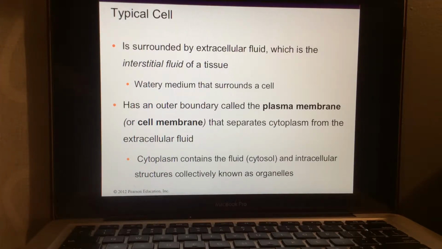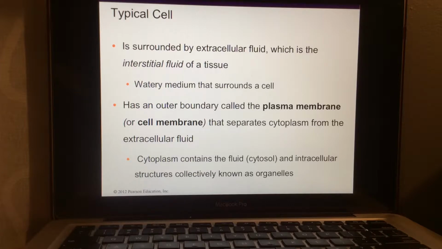When we look at the typical cell, it's surrounded by extracellular fluid, which is basically the interstitial fluid of the tissue. It's the watery medium that surrounds the cell, and the outer boundary is the plasma membrane, or the cell membrane. Those two terms are interchangeable, and it separates the cytoplasm from the extracellular fluid. Be mindful that the cytoplasm contains the fluid cytosol and the intracellular structures collectively known as organelles.